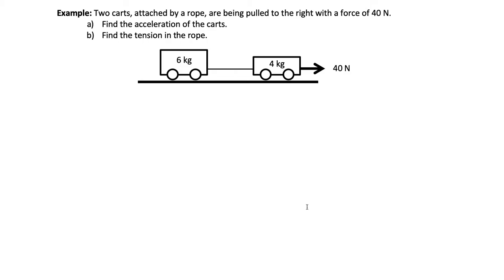First example. Here are 2 carts attached by a rope, and they're being pulled to the right with a force of 40 newtons. So think of this as like some kid over here grabs this cart and exerts a force of 40 newtons on it, and the whole sort of train starts to accelerate to the right. We want to find the acceleration of the carts, and we want to find the tension in the rope.